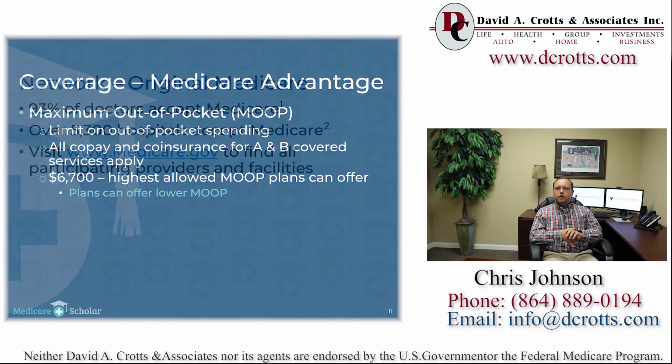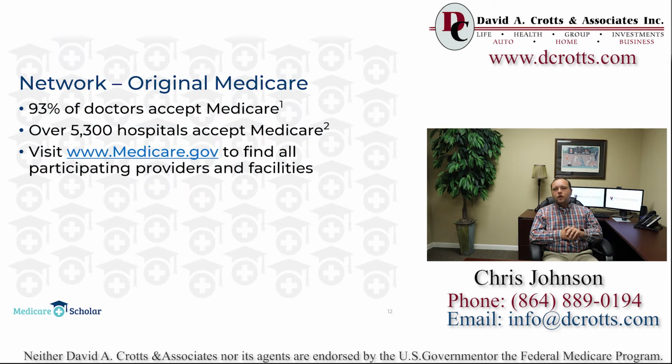Moving right along, let's talk a little bit about the network. Beneficiaries with Original Medicare can see only a doctor or a facility that participates with Medicare, which in 2020 is currently about 93% of all doctors and over 5,300 hospitals in the country. Medicare Advantage beneficiaries must utilize a network of providers for coverage, based on the type of plan they are enrolled in. There are many different types of plans, so let's talk about those.